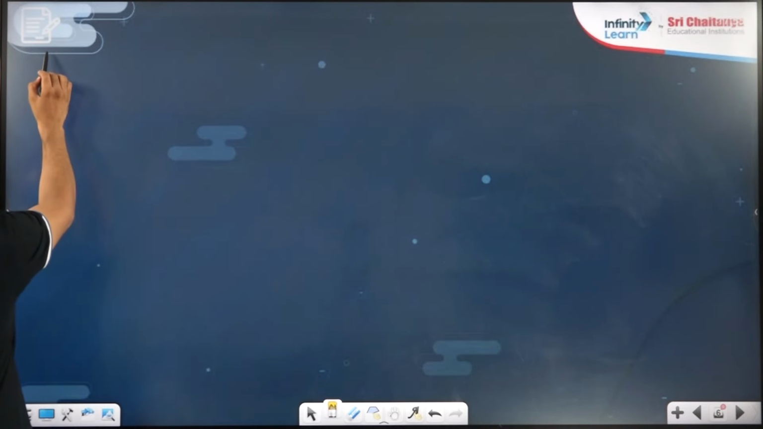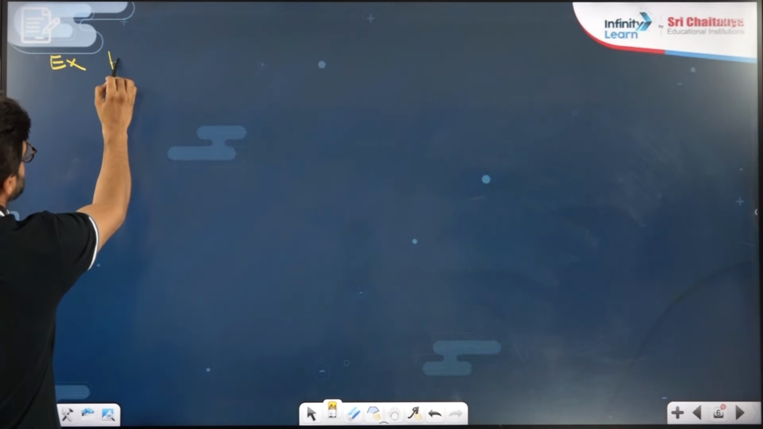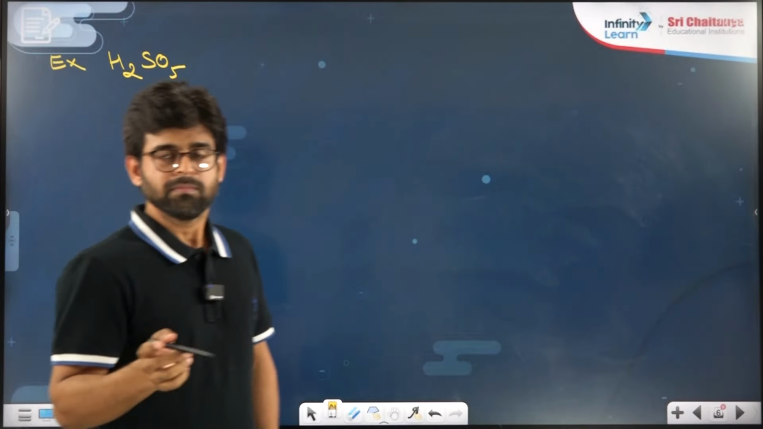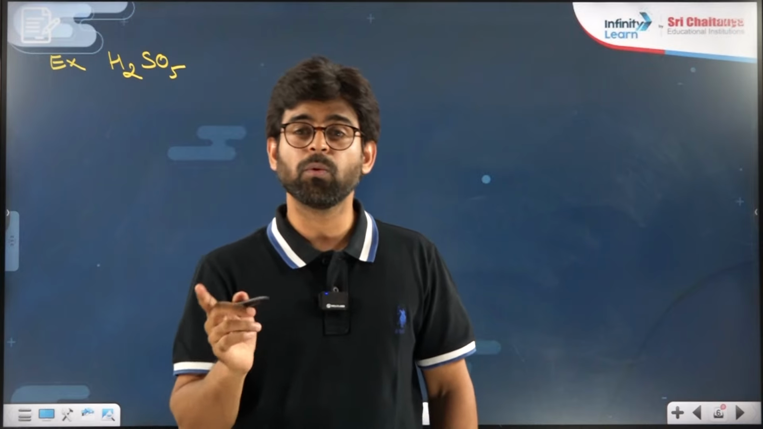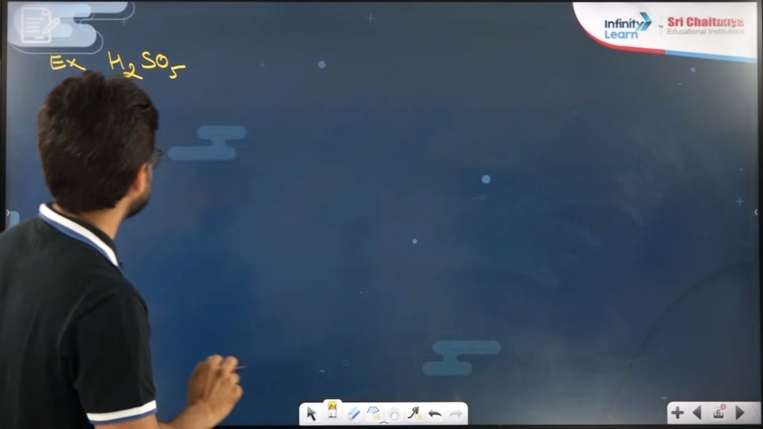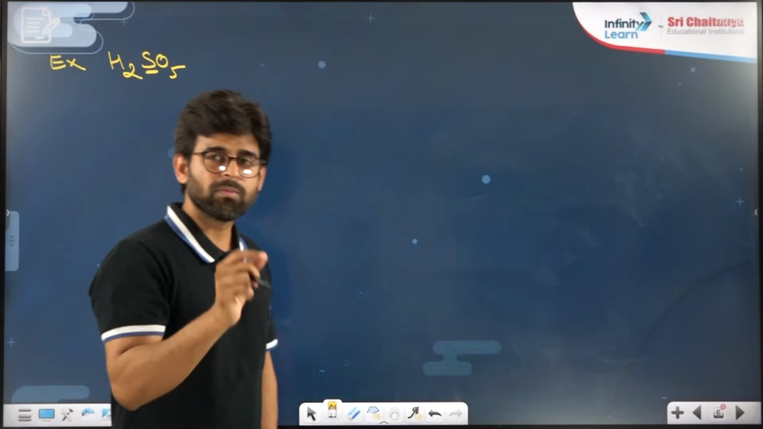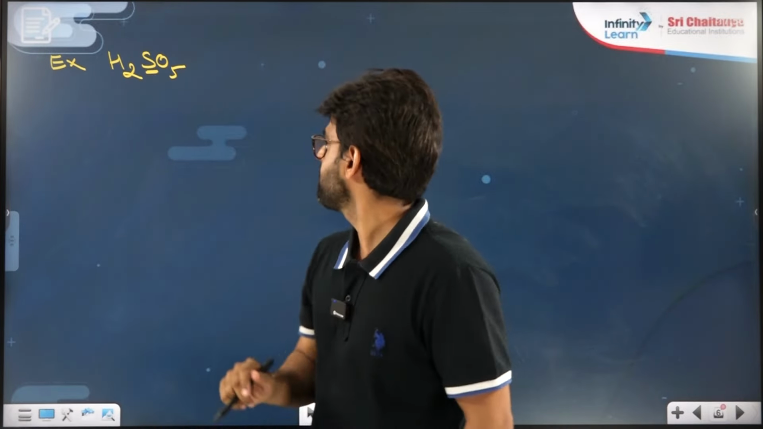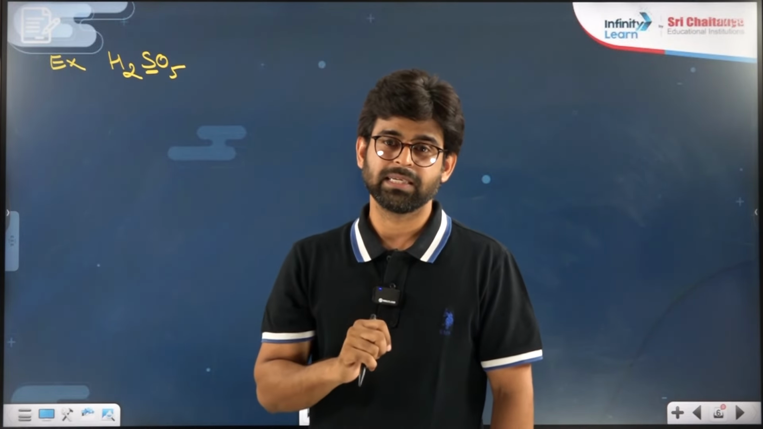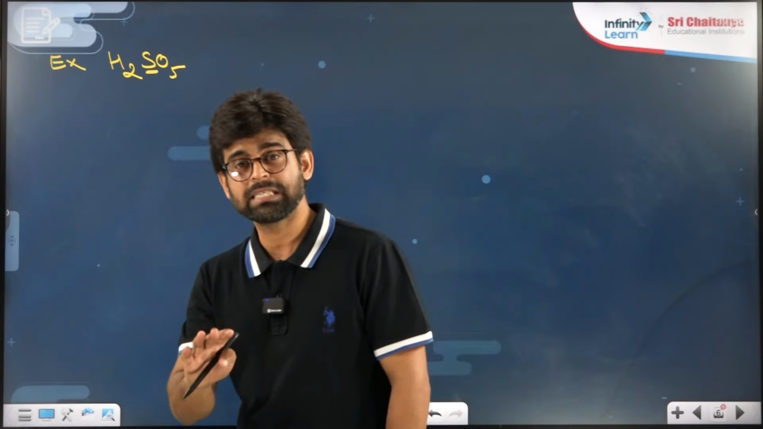For example, I am having some examples here which have peroxide linkage. First one I can say H2SO5, peroxy monosulfuric acid, or you can say Caro's acid. I want to find the oxidation state of sulfur. If you apply the formula here, it will give you +8, which is definitely wrong. Sulfur cannot have an oxidation state more than +6. So the formula is giving us a wrong answer.